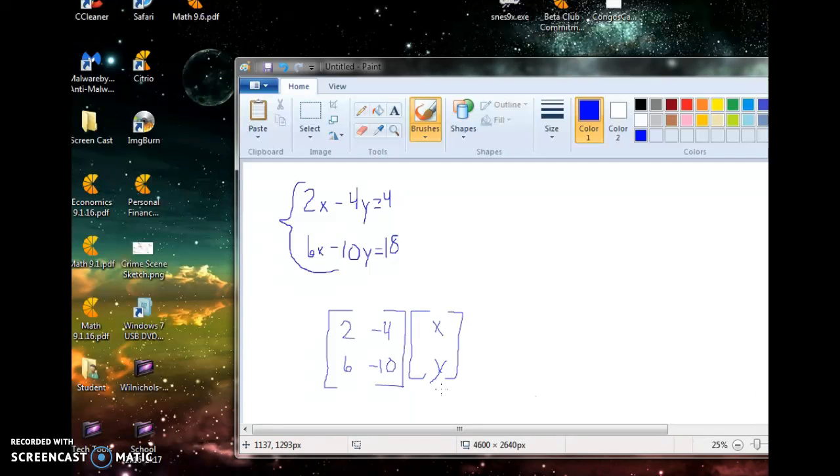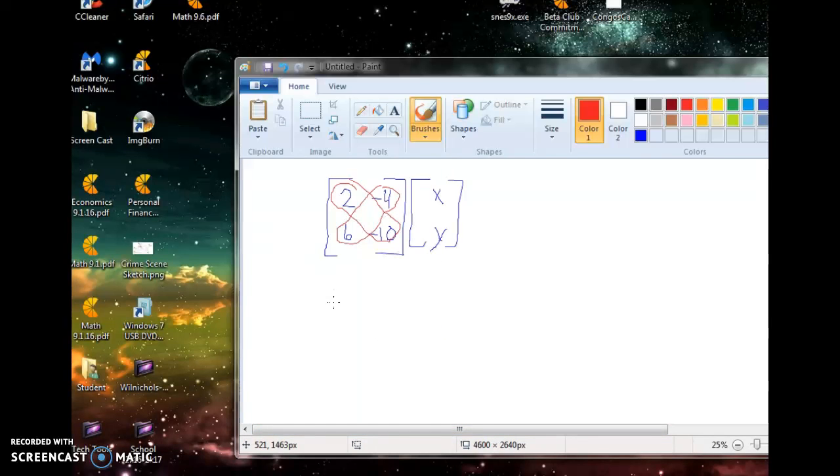Now we're just going to go ahead and cross multiply. So we're going to multiply these two first, and then these. So the first one's 2 times -10, -20, minus 6 times -4, -24, which equals 4. So then this 4, this is our determinant number.